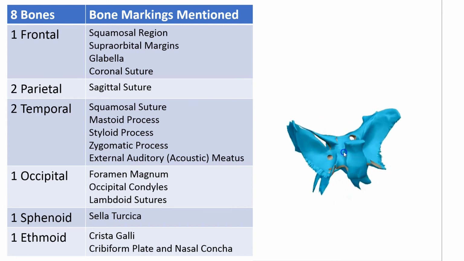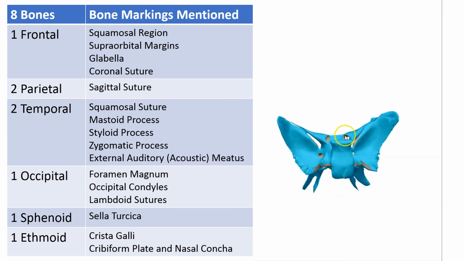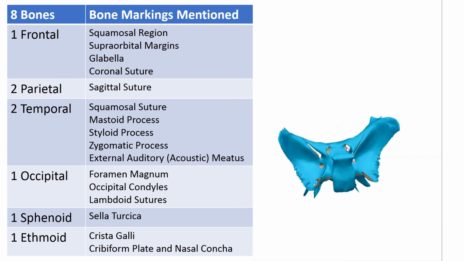Another bone marking that you should know are these two canals just anterior to the sella turcica. These are passageways that the optic nerves use to bring sensory information from the eyes to the brain.